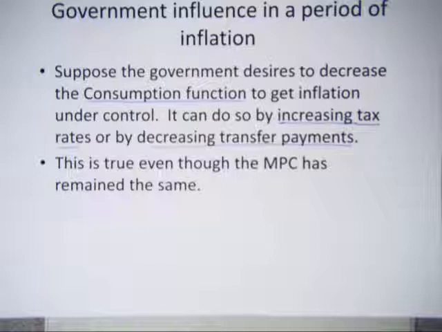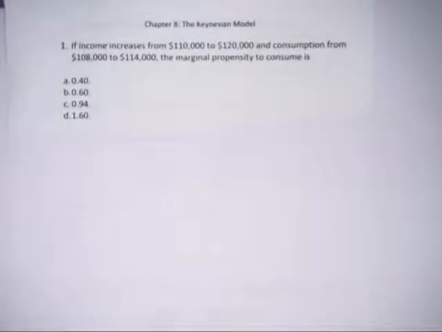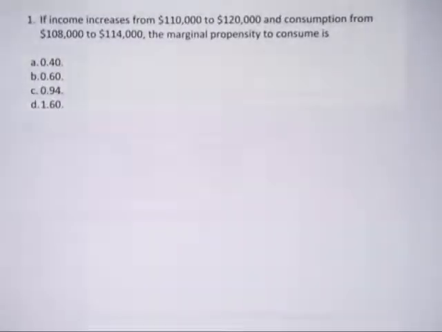I want to just do a couple of questions to practice some of the things that we've learned. We'll just do these right in class. If income increases from $110,000 to $120,000 and consumption increases from $108,000 to $114,000, the marginal propensity to consume is what?